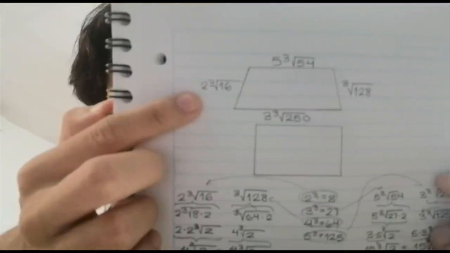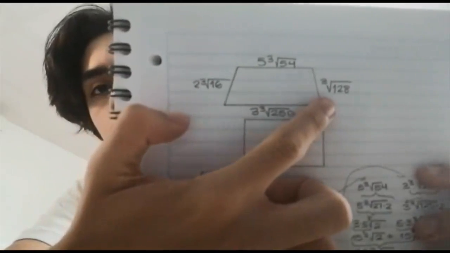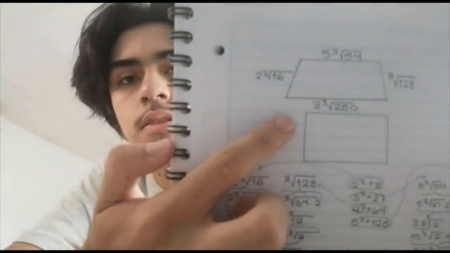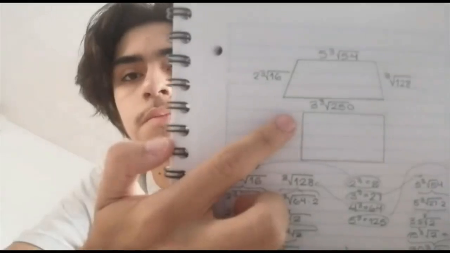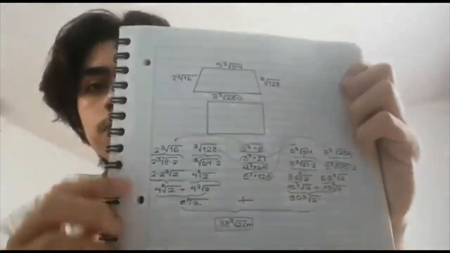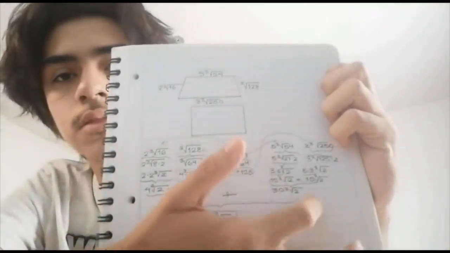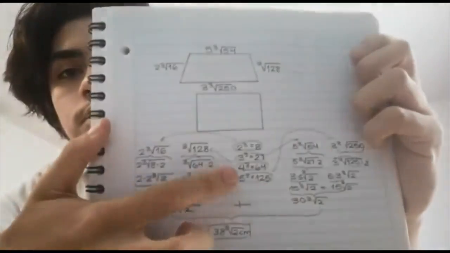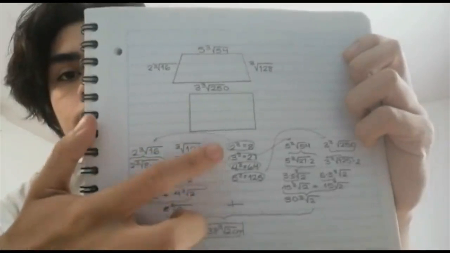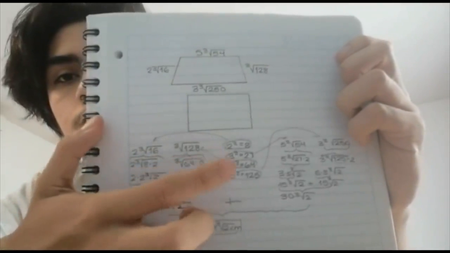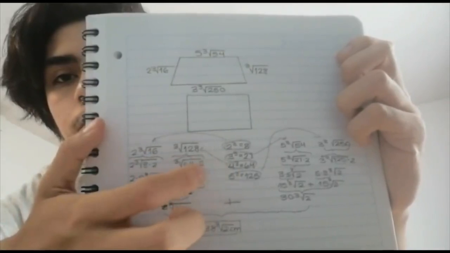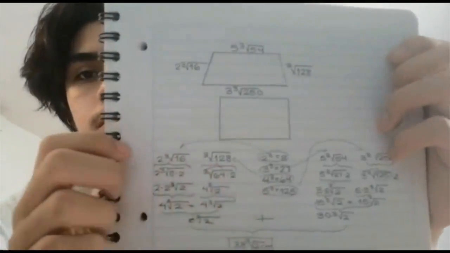But for example, first we have 2 times the cubic root of 16, 5 times the cubic root of 54, the cubic root of 128, and 3 times the cubic root of 250. So first I joined the ones that were the same and the other ones that were the same, and I used the values of the cubes: 2 cubed is 8, 3 cubed is 27, 4 cubed is 64, and 5 cubed is 125.